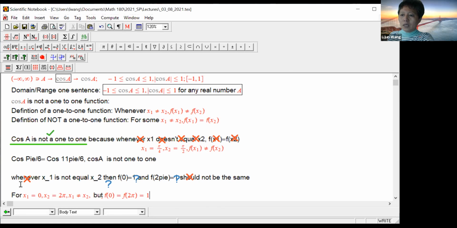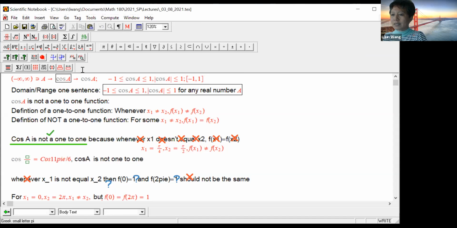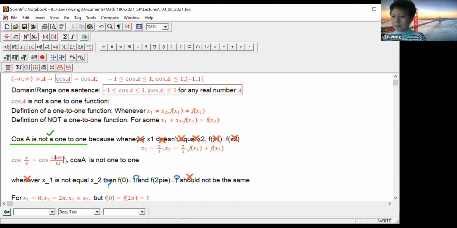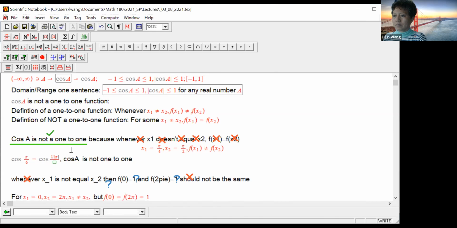Kevin's comments here are a shorthand version, which is sufficient, because the reader can read, right? This is pi over 6. Right, 11 pi over 6. So I hope this is helpful.